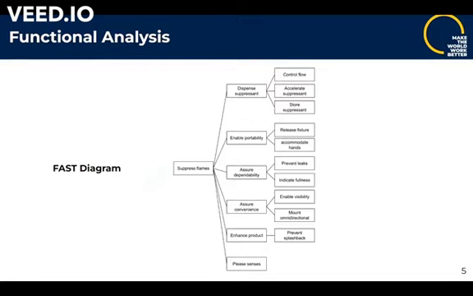For functional analysis, this is our FAST diagram. The task function is suppress flames, and then we have two primary basic functions, dispense suppressant and enable portability. The supporting functions that demonstrate how the primary basic functions are achieved are to the right of those, as well as the predefined supporting functions also have their supporting functions to the right as well.